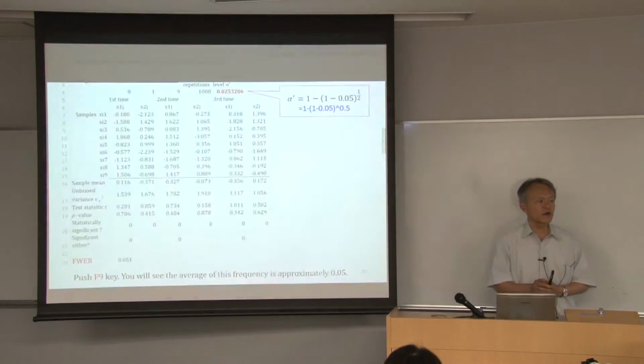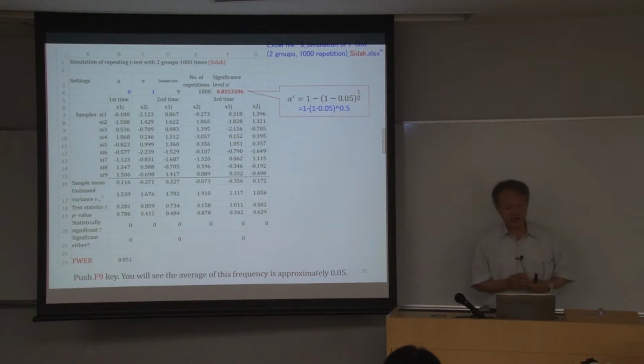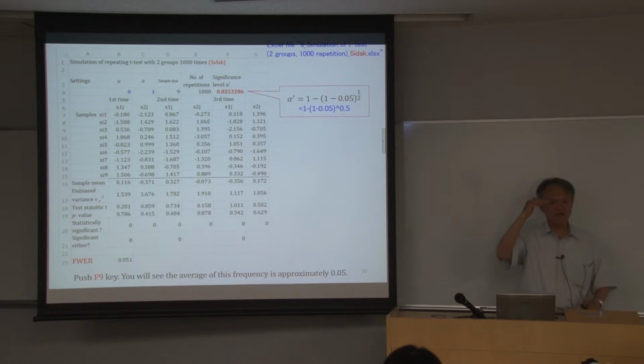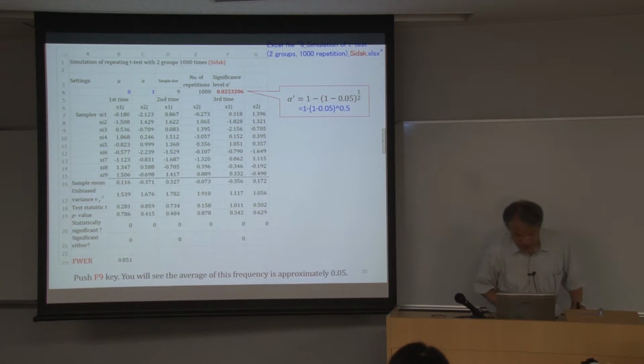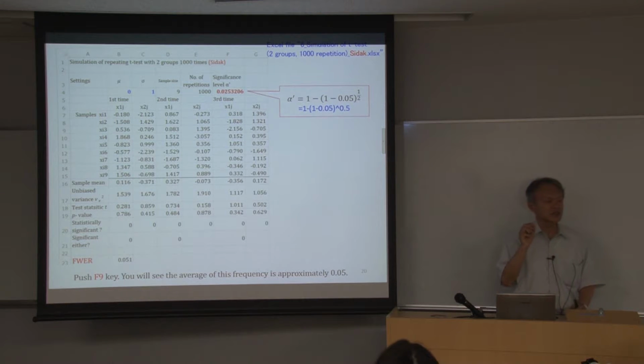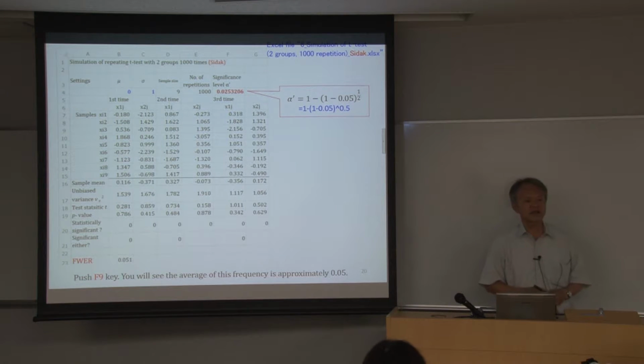If we apply Bonferroni correction, then the significance level is more strict, and that value is smaller than 0.0253, and the test becomes severer than Sidak's correction. But it's very convenient to apply Bonferroni correction.